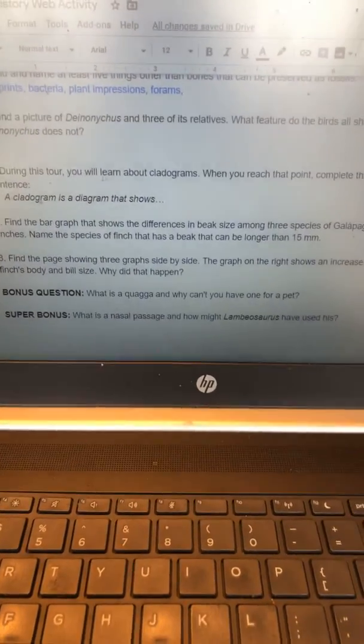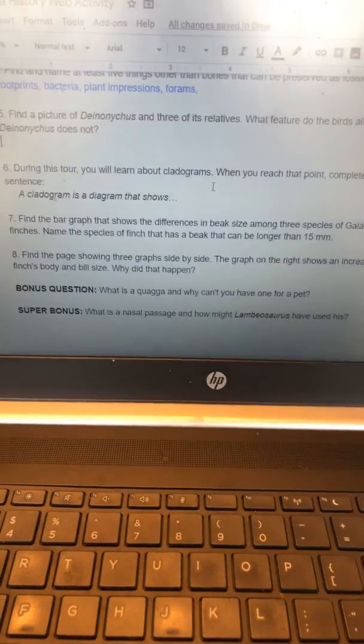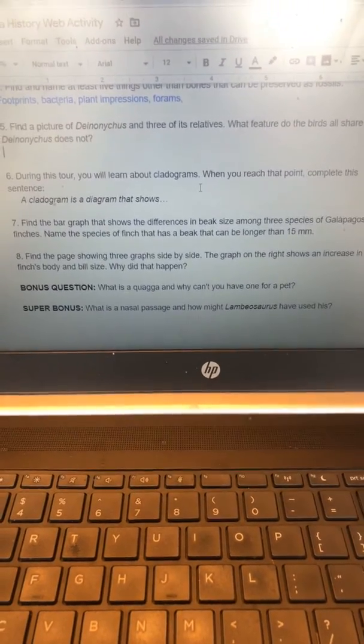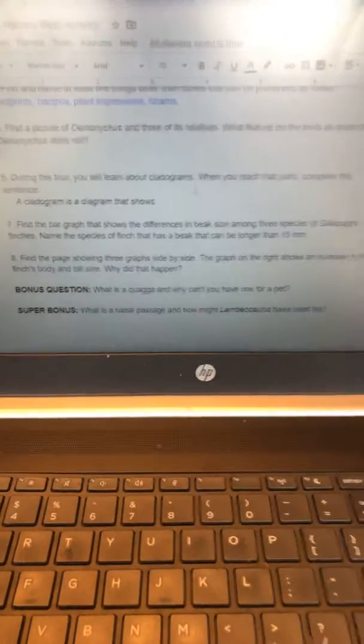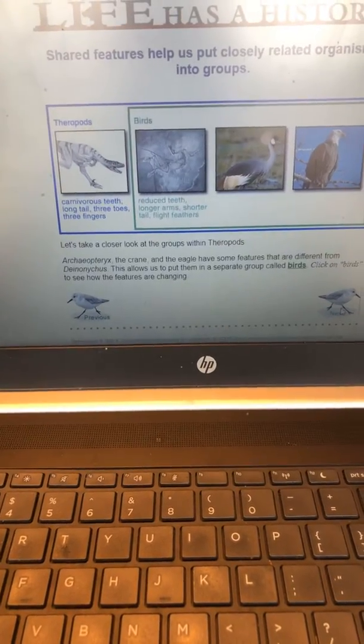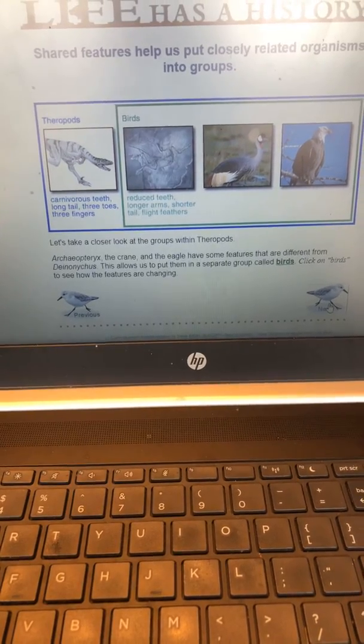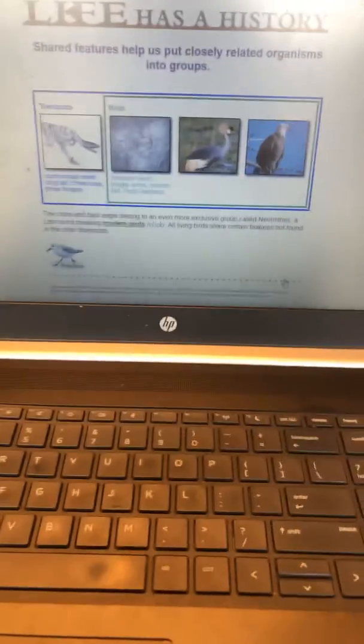During this tour, you will learn about cladograms. When you reach this point, complete the sentence. A cladogram is a diagram that shows... All right, so let's move on.